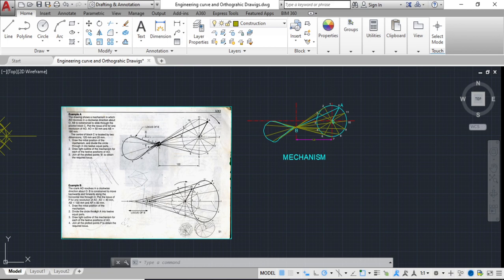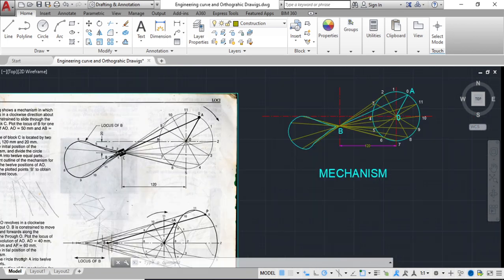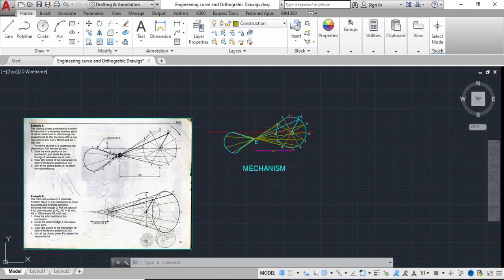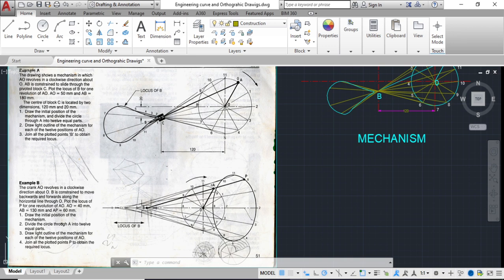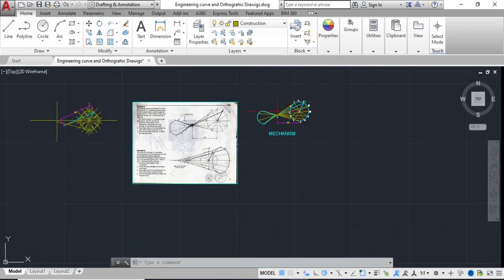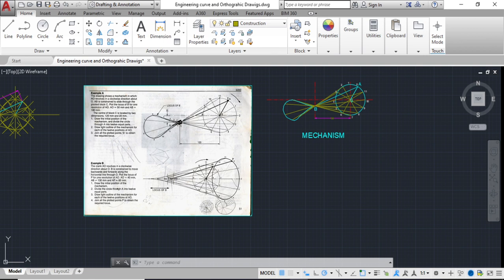what they're asking us. There is example A here, which is plotting the locus of point B behind the pivoting point C, and there is example B, which is plotting the locus of point P, which is in front of the revolving circle. So this crank here rotates in this circular motion, and this crank here rotates in this circular motion. You have different types of crank, but these are the types we'll be looking at for this level of our education.